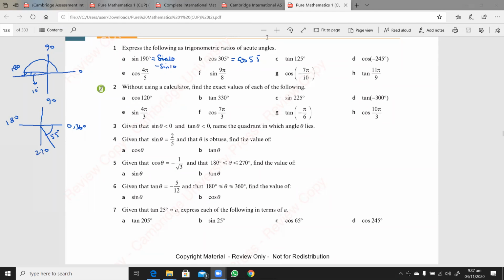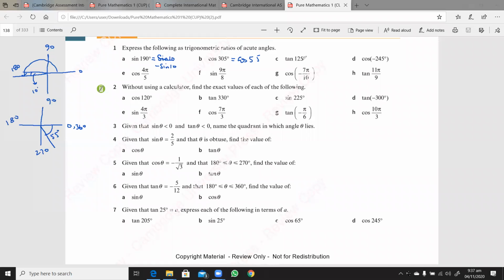Look at this cos 305. And then you find the value of cos 55. You would be amazed to see that they are both going to give you the same values. If the values are not the same, that means we are doing it wrong.